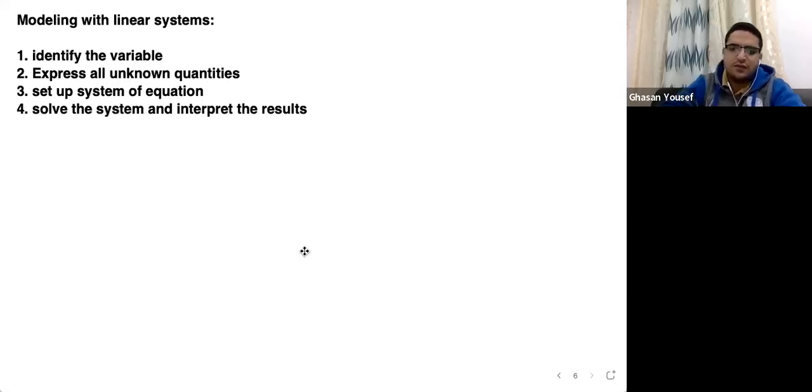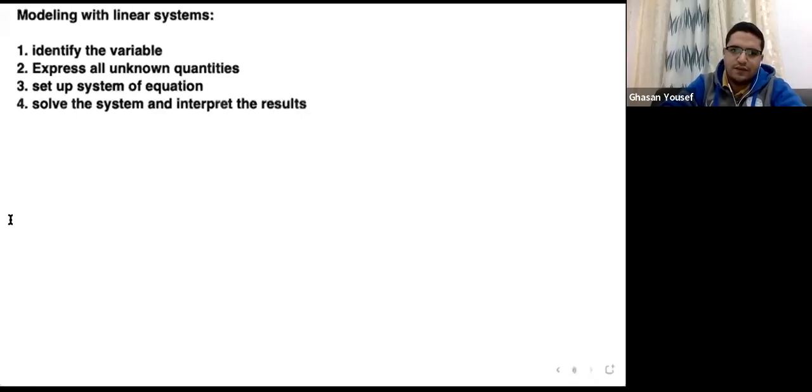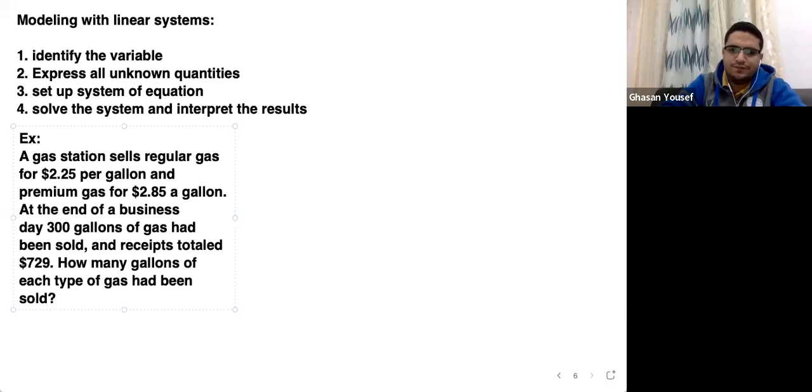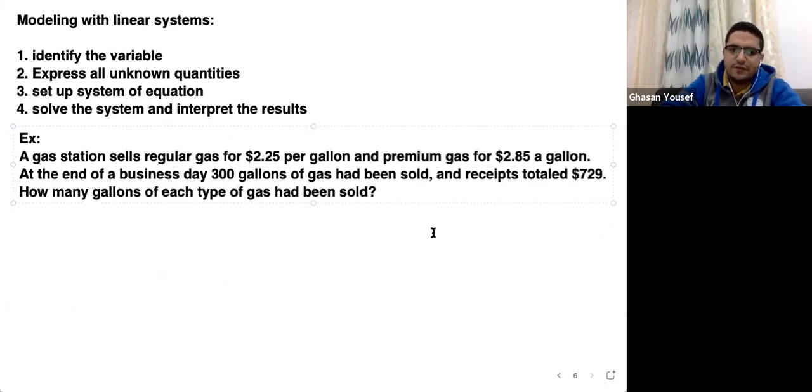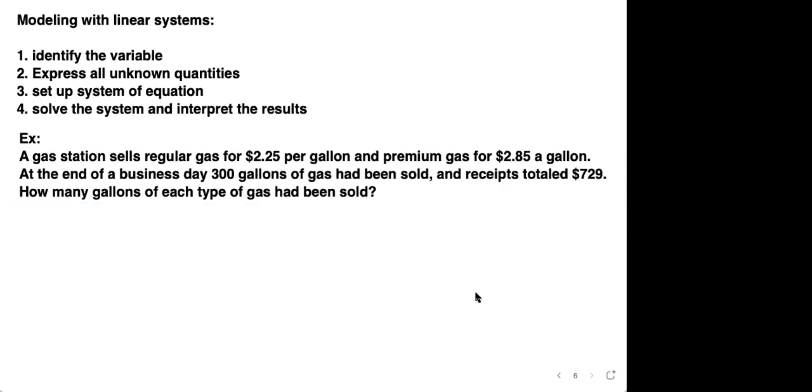Okay, I'm going to give an example to explain how we can use these steps. Who will read this example for me? I can read it. Yes, go ahead. A gas station sells regular gas for $2.25 per gallon and premium gas for $2.85 a gallon. At the end of a business day, 300 gallons of gas had been sold and receipts totaled $729. How many gallons of each type of gas had been sold?